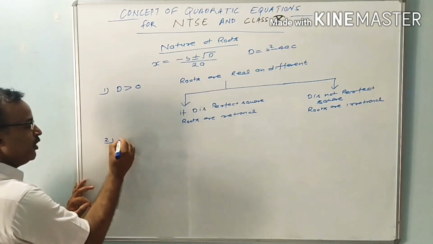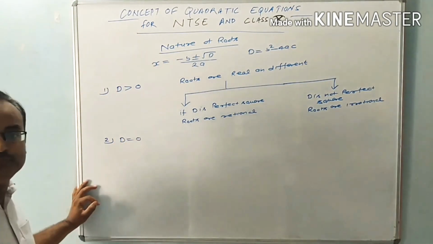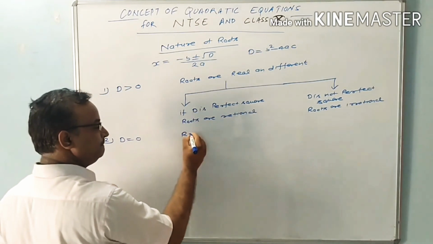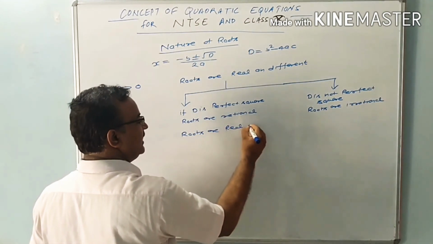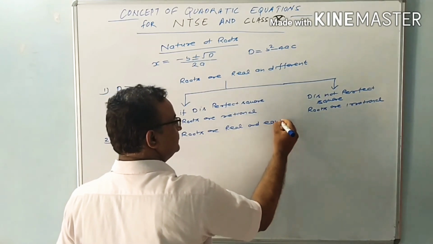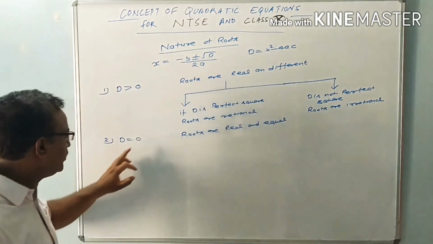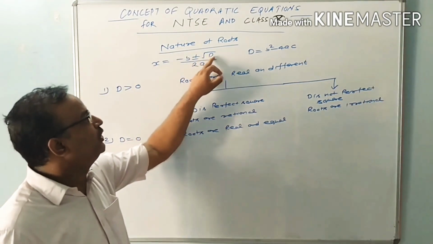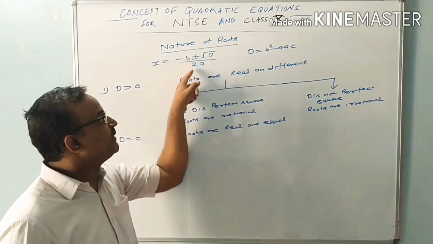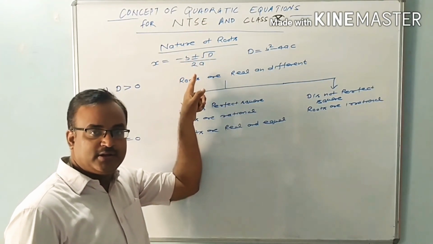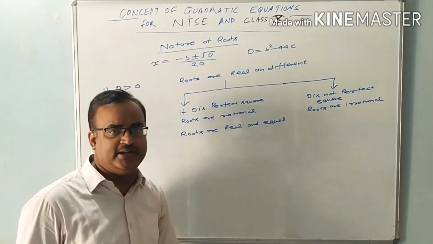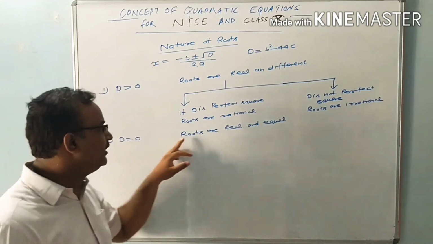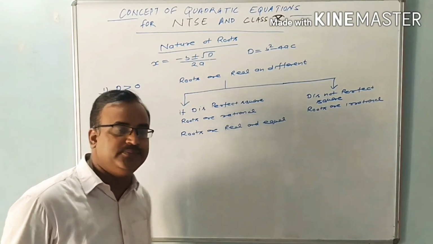Second case, if the value of d is equal to 0, roots are real and equal. You can see here, if you put the value of d as 0 here, you will get minus b plus minus 0 by 2a. So minus b by 2a, the same answer you will get. That's why I have written here roots are real and equal.